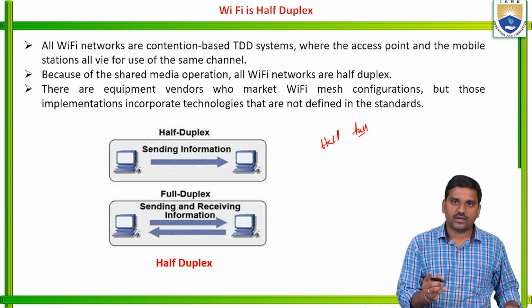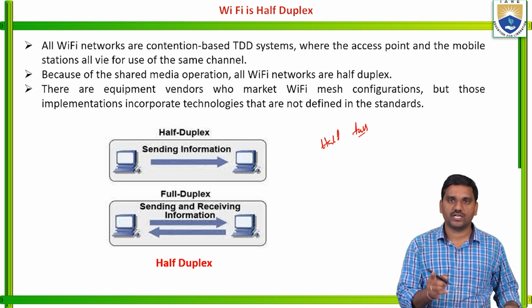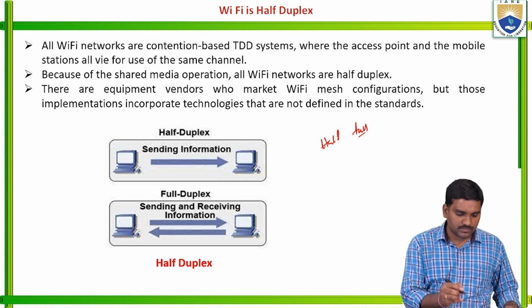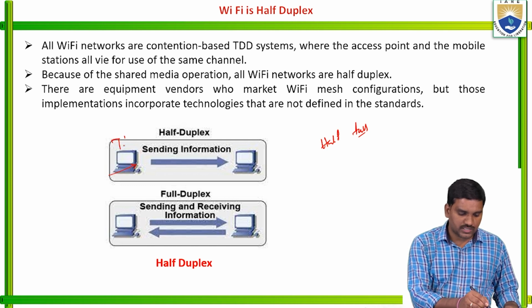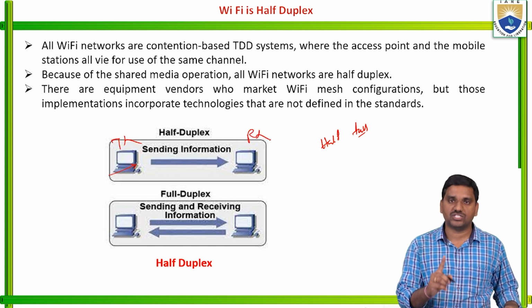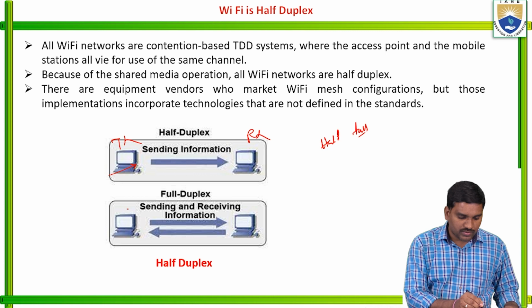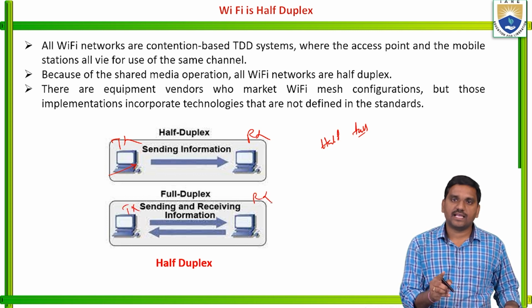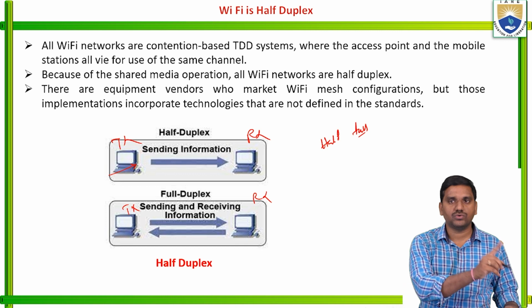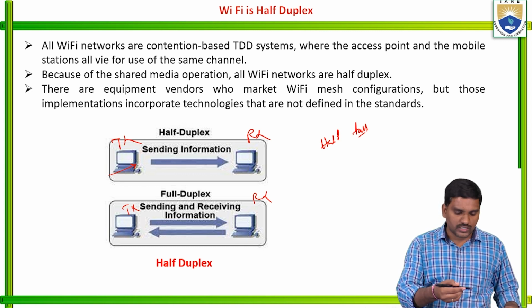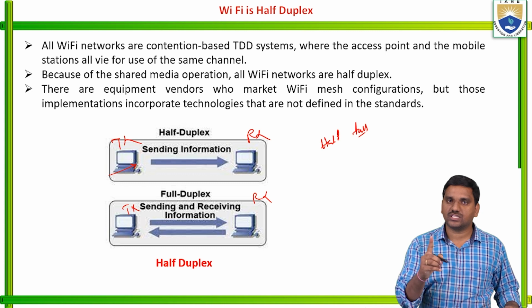What is the main difference between half duplex and full duplex? In half duplex, we send information from the transmitter to the receiver only; it is one-way communication. In full duplex, information is sent from the transmitter to the receiver as well as from the receiver to the transmitter, so it is two-way communication. Here, Wi-Fi is based on half duplex communication.